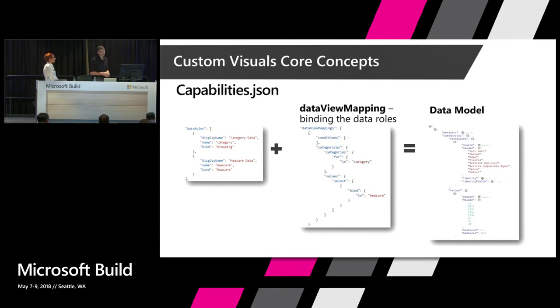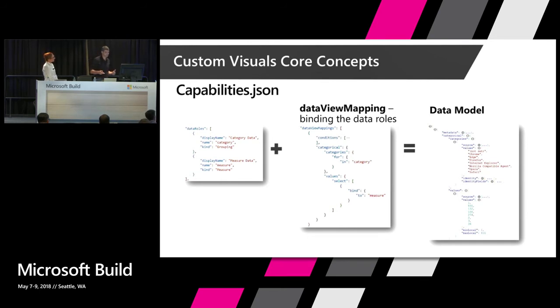And the third is the glue that binds them together, and that's the data view mapping. Data view mapping defines how the categories will be related to the measures. So you can define which of the categories will be bound to each of the measures and how. There's a long list of capabilities there. You can read about it in the documentation.